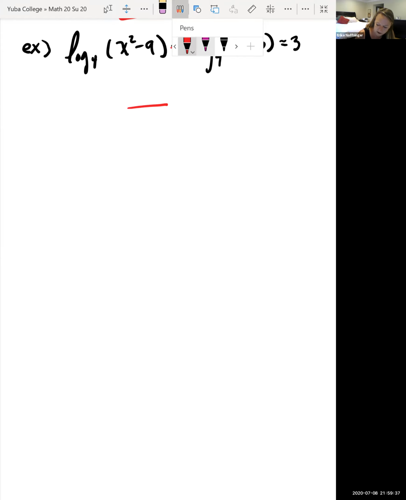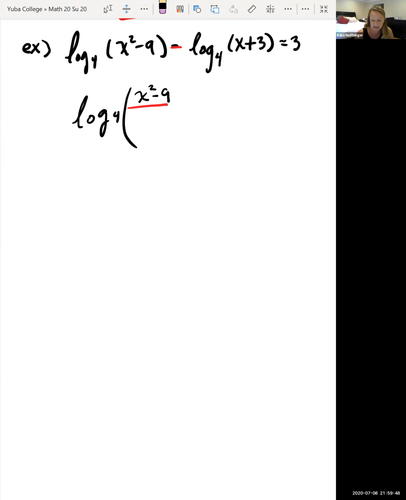And so I would have log base 4 of my numerator, which is the first of what I was taking the log of, x squared minus 9, all over the second of what we were taking the log of, which was the x plus 3, equals 3. Okay, so I can jump in right away and rewrite this in exponential form, or I can factor and simplify first, it doesn't matter. Let's just go back and rewrite this in exponential form. So it says take your base. Our answer is our exponent of our base.